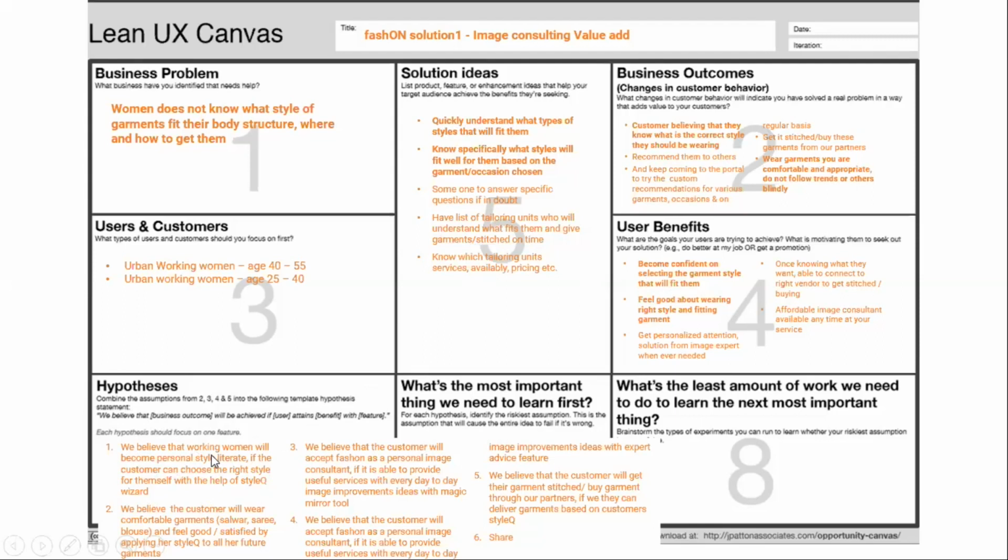So this is the hypothesis. We believe that working women will become personal style literate if the customer can choose the right style. This is the business benefit for them, with the help of Style Q Wizard. If this is the wizard tool we are going to develop for quickly understanding what types of styles will fit them, this is the hypothesis. You get how the hypothesis is developed.